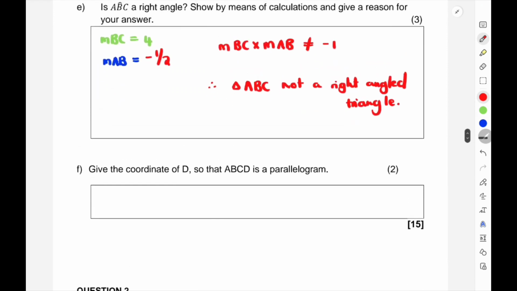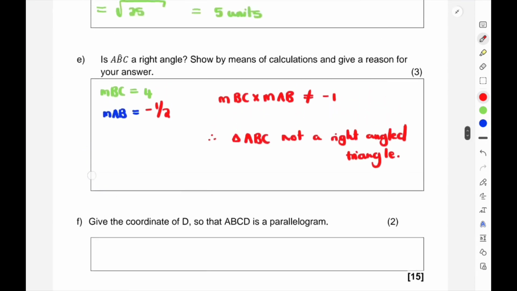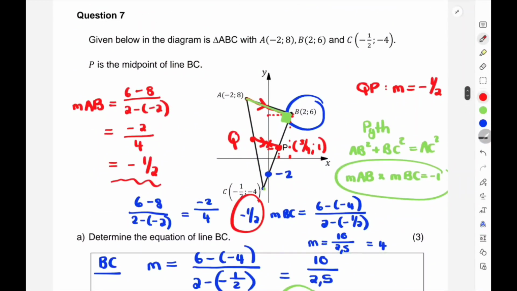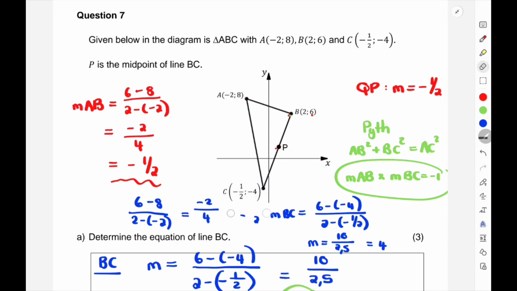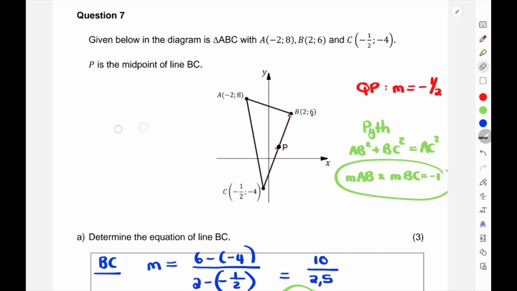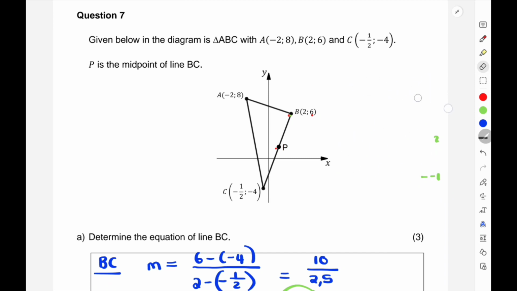Lastly, give the coordinate of D so that ABCD is a parallelogram. So D will sit somewhere over here, so that they form a parallelogram. Remember, again, how did I get from the x value? Maybe I should just clean up here a bit, everything around here, otherwise we're going to get confused. Okay, so that I can show you nicely.